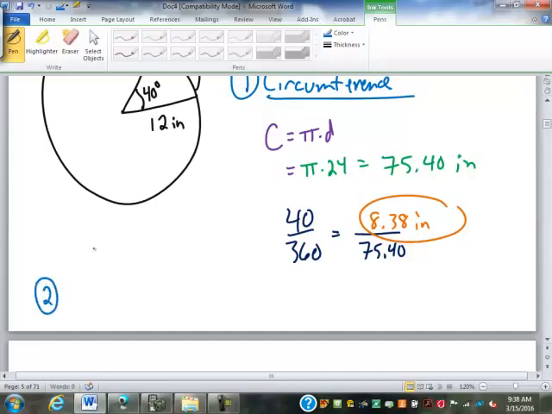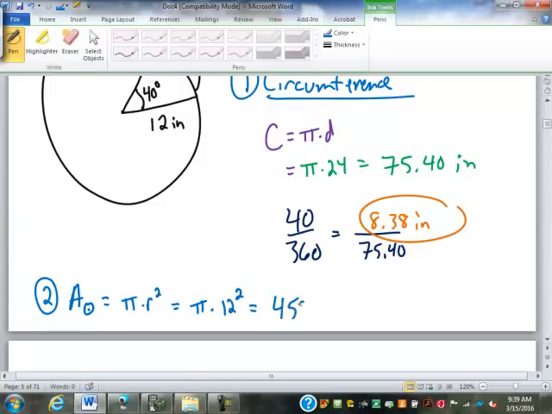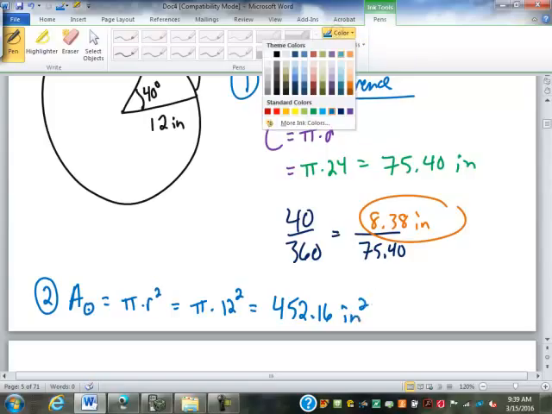For the sector area, what do we have to find first? Area of the whole circle. How do we find the area of the circle, Sam? Pi r squared. So in this case, that'll be pi times 12 squared, 452.16. If you use the pi key, it'd be a little bit larger than that. Same difference. And that's going to be inches squared.